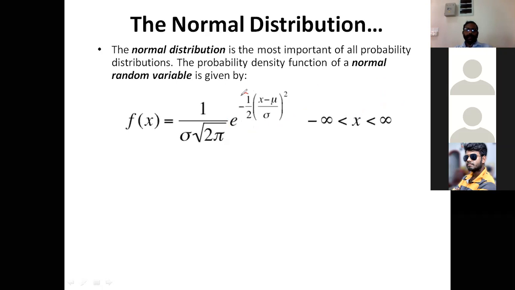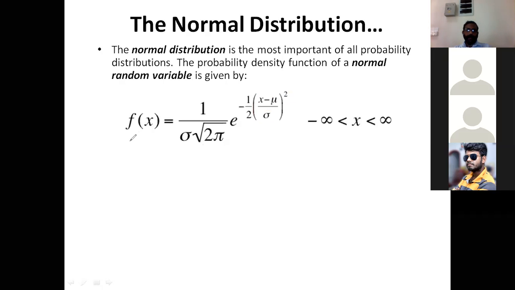e to the power minus half into, x, the value of this random variable, any value of the random variable, minus mu. You are familiar with this mu, the population mean, divided by the population standard deviation, whole thing squared. You don't need to remember this formula, but you need to understand the formula. That is more important.